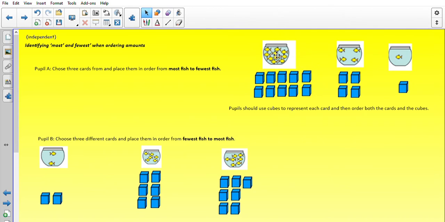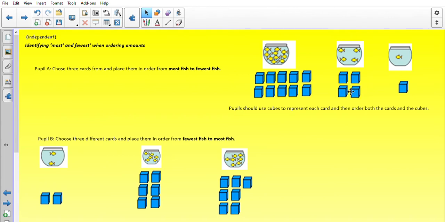So for every fish in my bowl, I've got one little cube, because it's easier to count the cubes and to see the cubes than it is the fish. So I can see I've got 1, 2, 3, 4, 5, 6, 7, 8, 9, 10 cubes and 10 fishes here. And that's the most, because this one has only got 4, and I can see that. I don't need to count that.